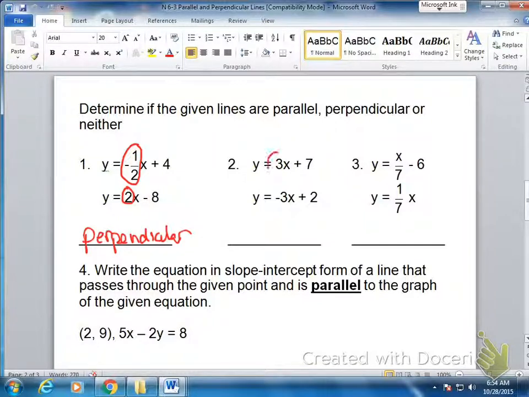Now we look at the next one. We look at the slopes. One's 3 and one is -3. Now, those are opposites. One's positive, one's negative. But they are the same number. They're not reciprocals, and they're not equal, so they're neither parallel or perpendicular.